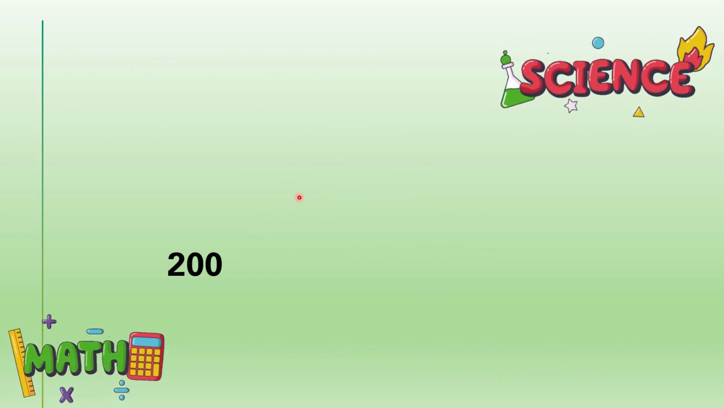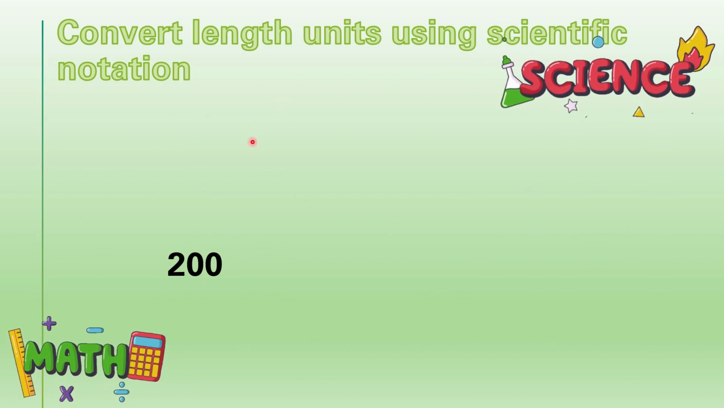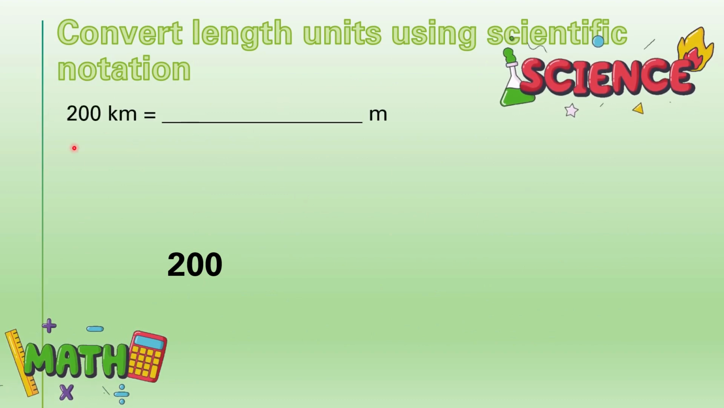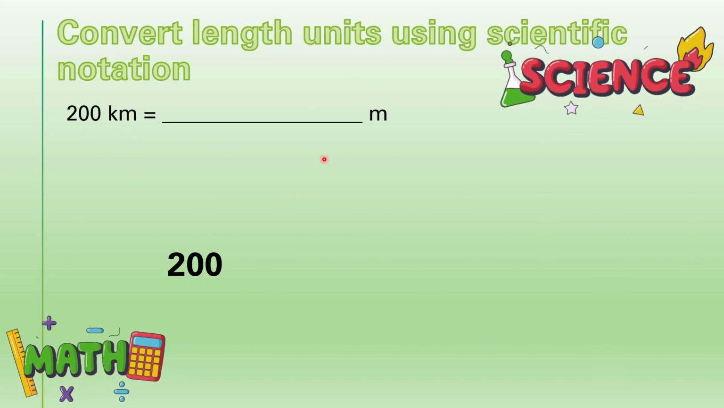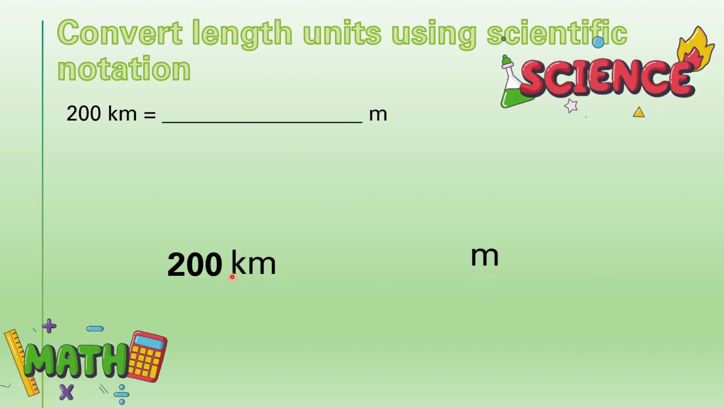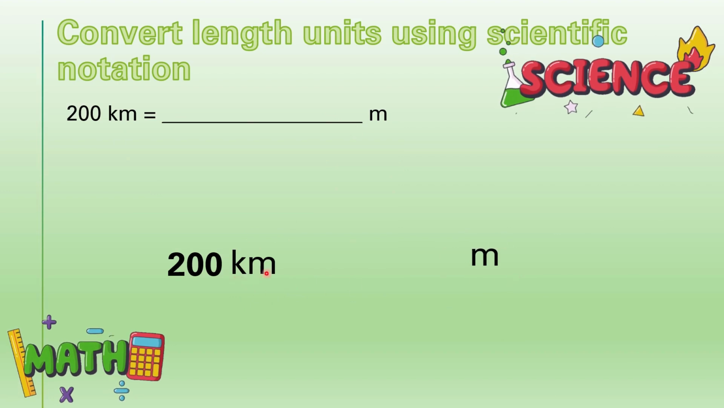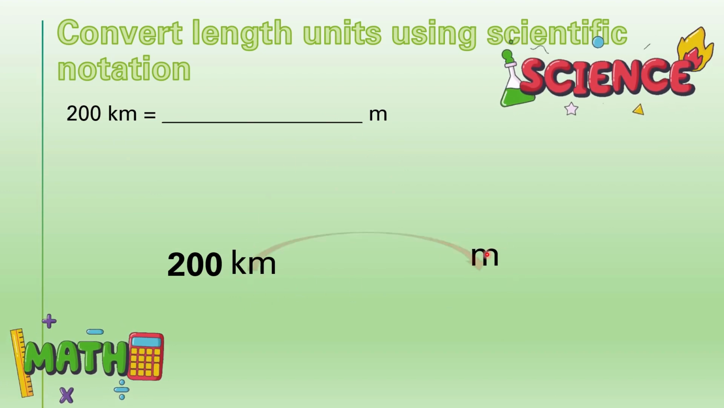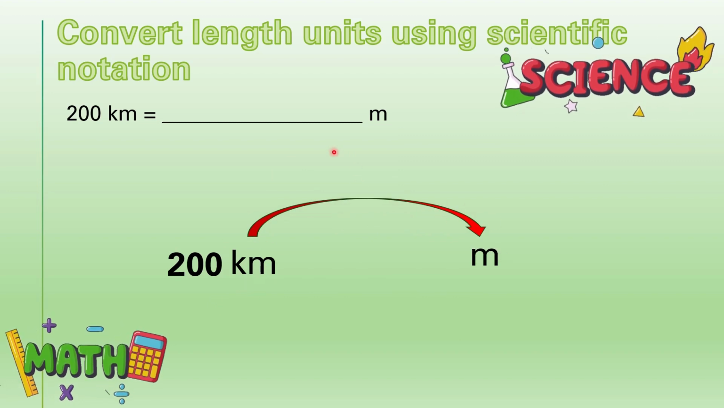Let's try to immediately convert these length units using scientific notation. So let's take the same tasks. 200 kilometers, how many meters? If you have 200 kilometers which you need to convert into meters, again, which one is bigger? Kilometer is bigger than meter. So we are going from biggest to smallest unit. When we are going from biggest to smallest, we are doing multiplication.